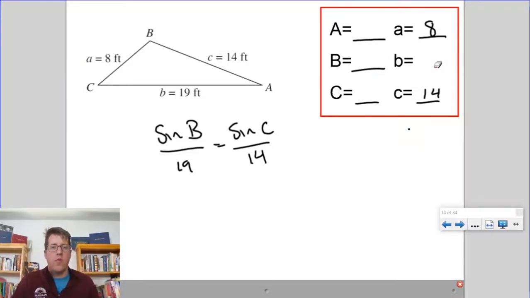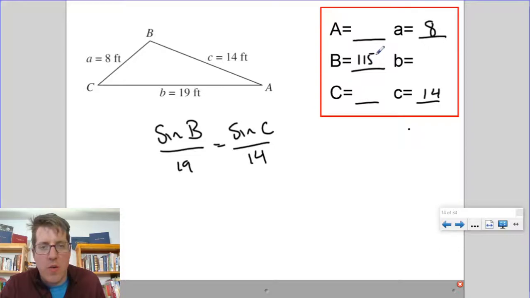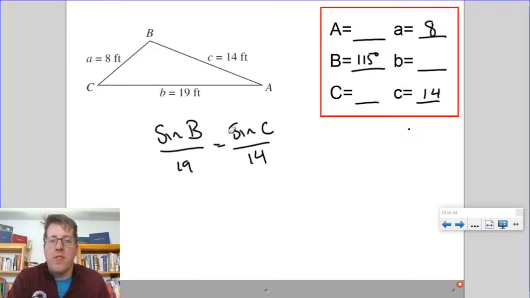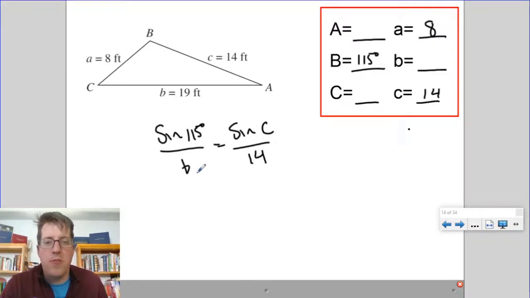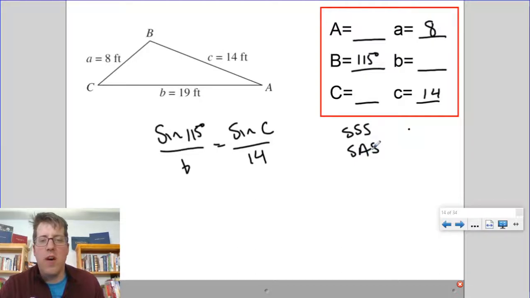So think about it this way. If I happen to know that B was, say for example, 115 degrees, but I didn't know what little b was, I would have a different setup here. I would still have something to fill in, but I wouldn't know what this information was. I would again have two unknowns, and that's not something I could solve. So in cases of side, side, side, or side angle side, I'm going to use the law of cosines.